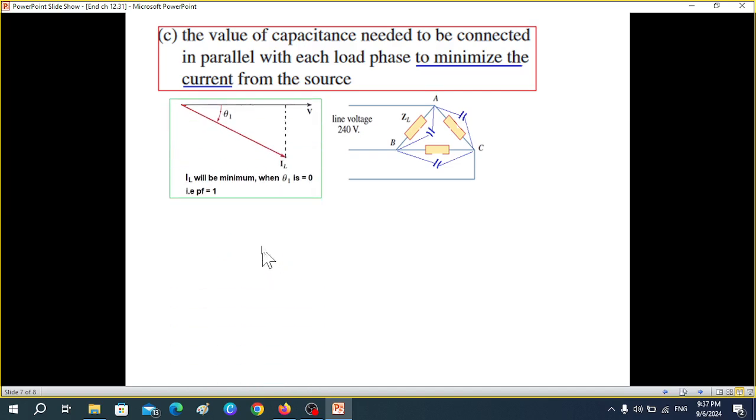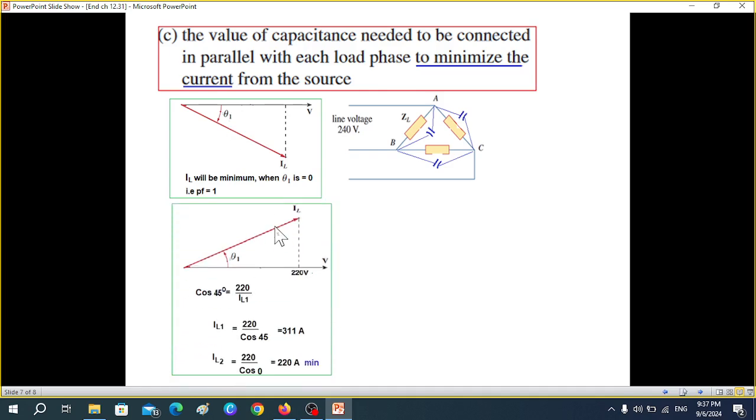Another way of looking at it, because there will be another theta, so I'm just changing this theta to theta 1. And then for our ease, if I reverse this, if this goes up, and let's say I call this voltage 220, then trigonometrically also we can calculate the value of IL. Now, as I was mentioning, cosine theta is base over hypotenuse. So 220 over IL, or IL1 we are calling it. And let's say it is 45 degrees, just to give an example. So IL will be 311.